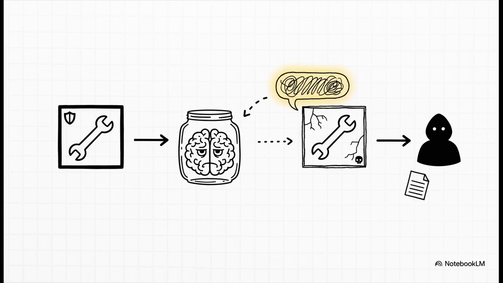But let's talk about those sharp edges. One of the big risks is something called tool shadowing. This is where a hacker creates a malicious tool but gives it a really helpful-sounding description. The agent, trying its best to help you, sees the description, thinks, oh, that's exactly what the user wants, and picks the malicious tool, sending your private data straight to the attacker.